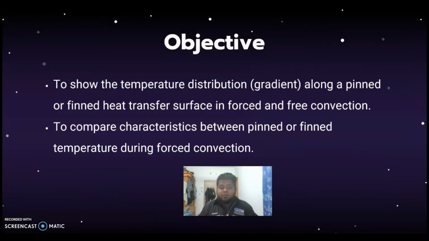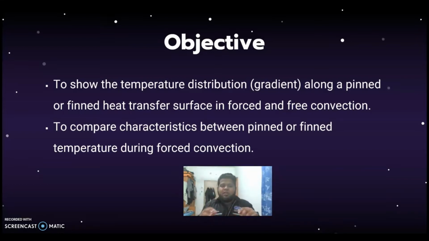Now let us look at the objective. The objective of this forced convection lab is to show the temperature distribution gradient along a pin or fin heat transfer surface in forced and free convection, where we will use the data for forced convection and also free convection to compare how the gradient is in the graph.